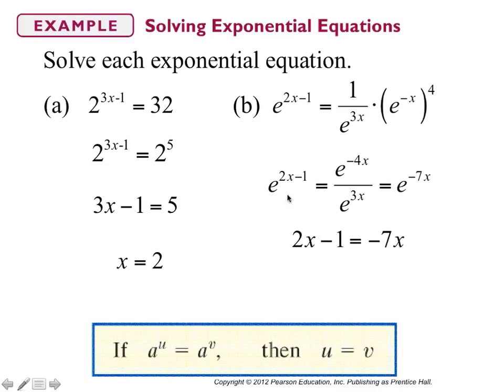So now we have e to the 2x minus 1 equals e to the negative 7x. Again, since we have the same bases, we can ignore them. So we're just left with 2x minus 1 equals negative 7x. And we would add 7x to both sides, or, well, actually, I'd probably subtract 2x from both sides and then divide by negative 9. So you get x equals 1/9.